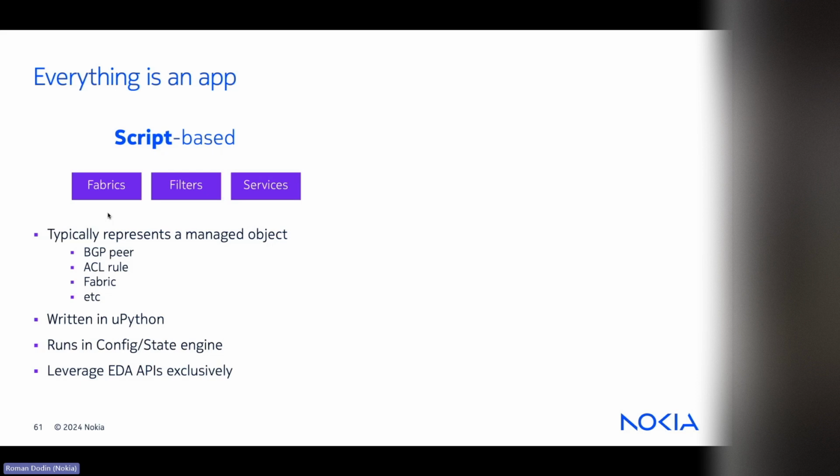One set of apps, we call them script-based apps. The Fabric, the VNet, the Bridge Domain, the BGP Peer, these are script apps. What does it mean? What's a script app? A script app runs in a constrained environment. It runs within the EDA, within two separate components, config engine or state engine, based on if it's a configuration script or a state script. And these scripts are written in Python, only in Python. You cannot write them in C and Tcl and Rust. No, they are written in Python.